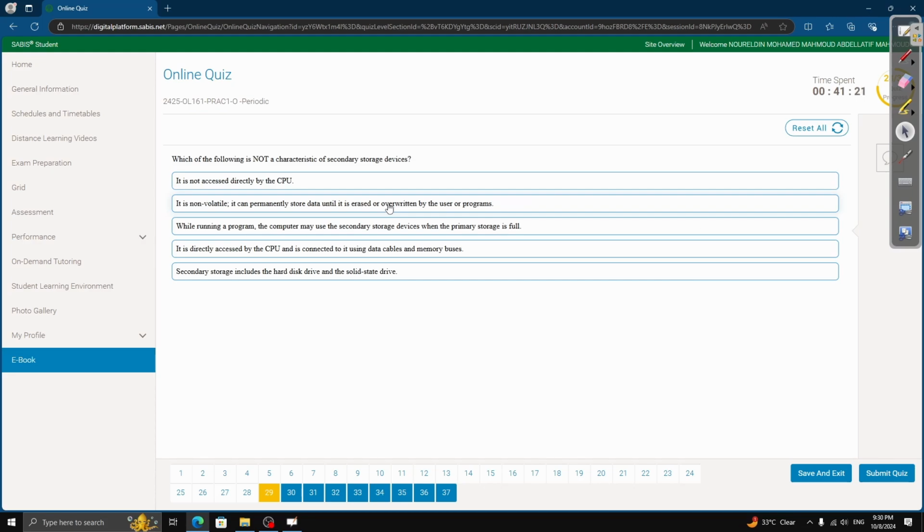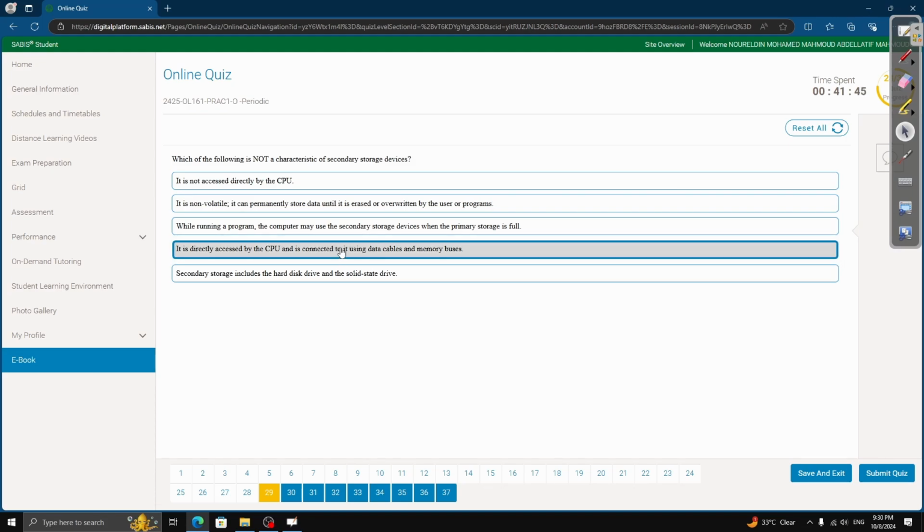While running the program, the computer may use the secondary storage devices when the primary storage is full. This is true. Sometimes when you run out of space in your RAM, the CPU might allocate some of the secondary storage as primary storage. It is directly accessed by the CPU and is connected to it using the data cables and memory buses. This is false, as directly connecting the CPU to the secondary storage devices is inefficient. And yeah, they do include these two. Secondary storage devices do include hard disk drives and solid state drives.